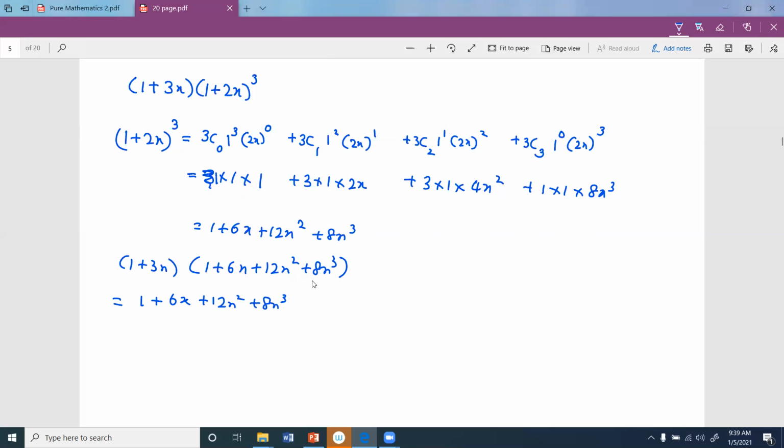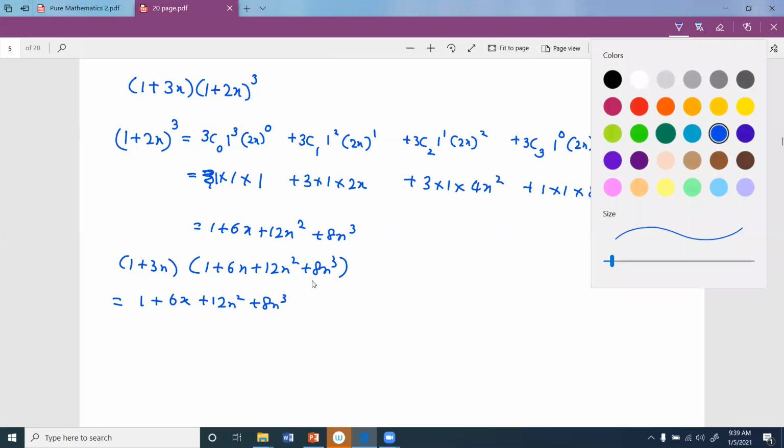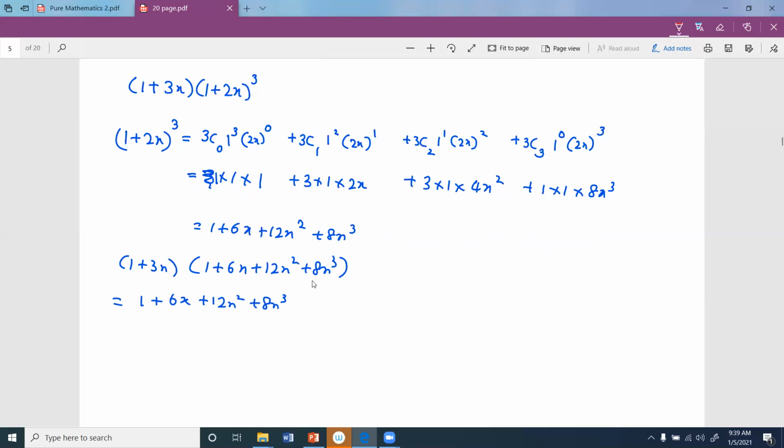Then I multiply the entire expression by 3x. I will show you an easier, more time-effective way. 3x into 1 is 3x. 3x into 6x is 18x². 3x into 12x² is 36x³. And 3x into 8x³ is 24x to the power 4.